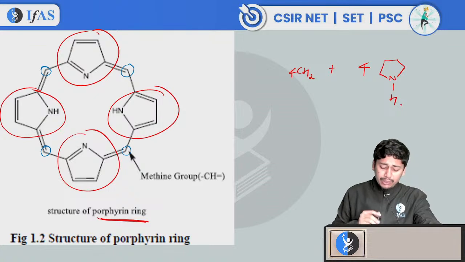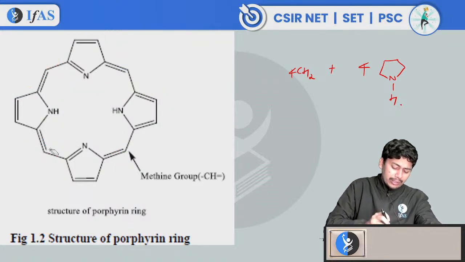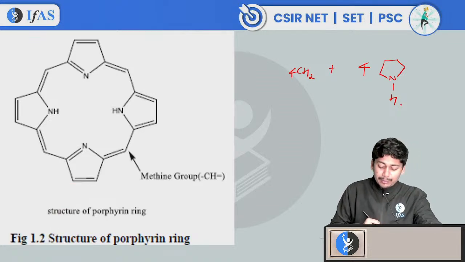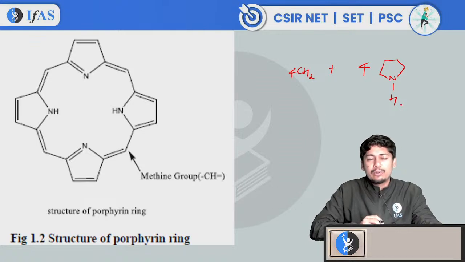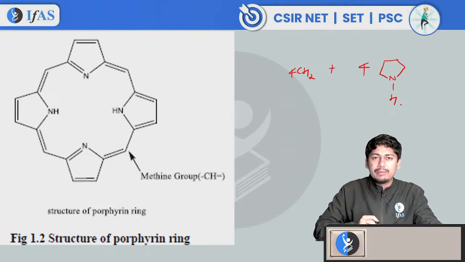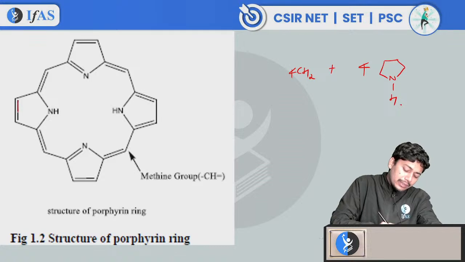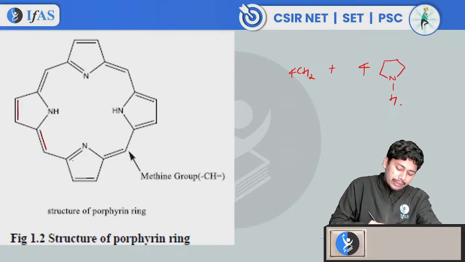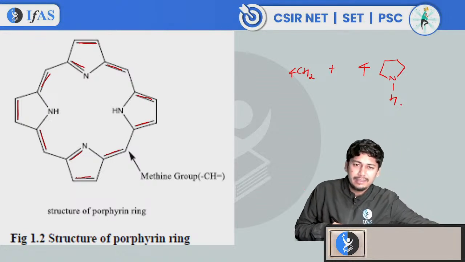Now understand the structure of this porphyrin ring. There are 4 pyrrole rings present and these are connected with each other with the help of methine bridging, that is CH bridging. You can find here alternate single bonds as well as double bonds. Just count and tell me how many double bonds are present in this ring.